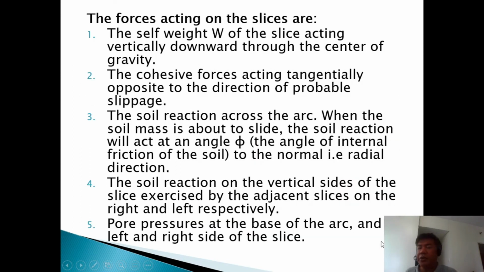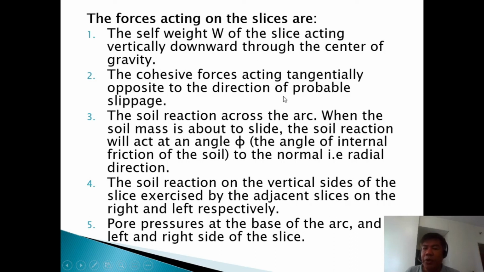here are the forces acting on the different slices. So you are going to take one slice and analyze each slice. For every slice you're going to compute a factor of safety. One good thing about the software is that it can analyze thousands of slices in just a minute or a few seconds, depending on the complexity of the cross section or of the problem. So the self weight W is the weight of the slice acting vertically downward through the center of gravity. So you are computing here not the whole of the dam, but the weight of the slice.